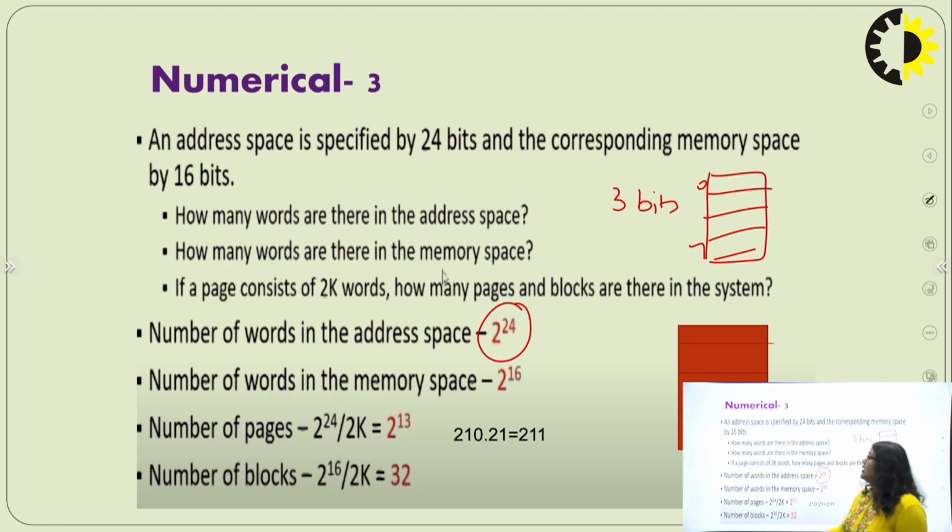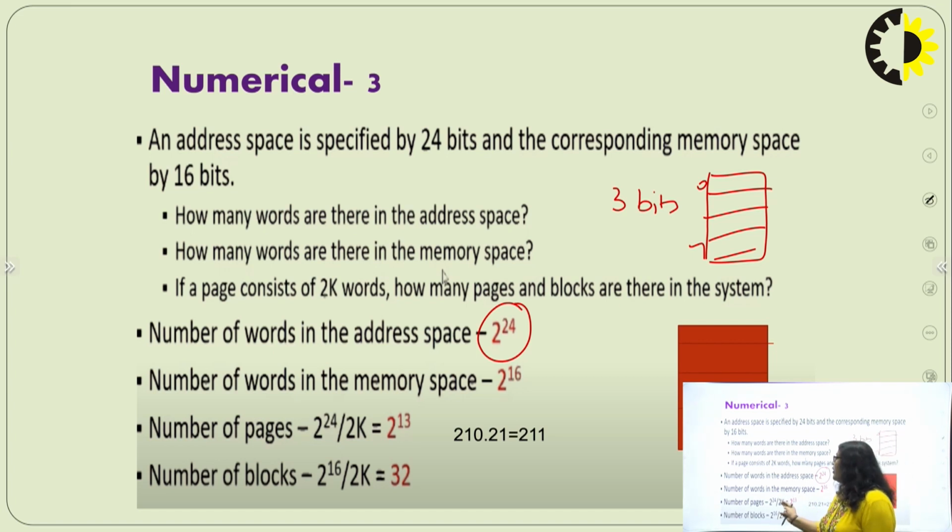Now the third thing is that each page consists of 2k words. First we have to find the number of words. We have a total of 2 to the 24 words, and in these words we have 2k words in a page. So how many pages and blocks are there in the system? We know the total number of words, and in these words 2k words are used for a page. So how many pages are there?